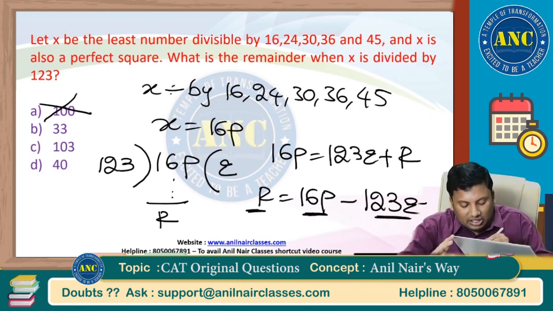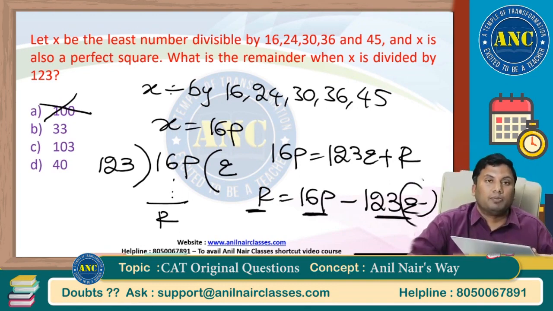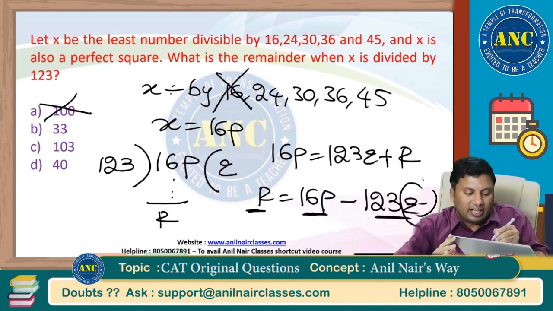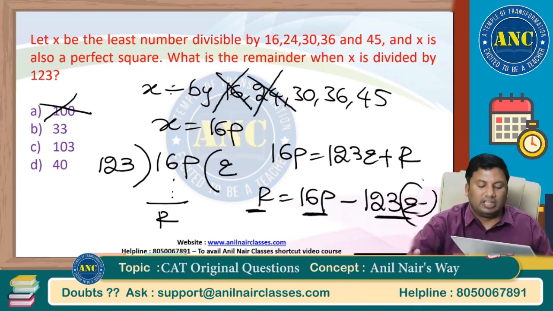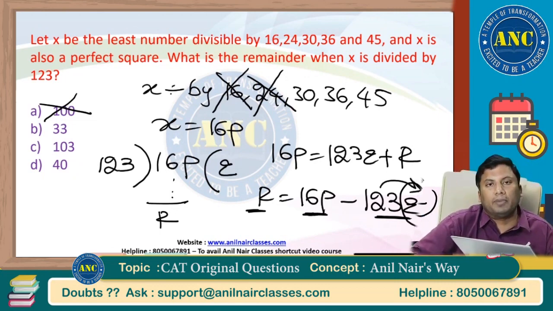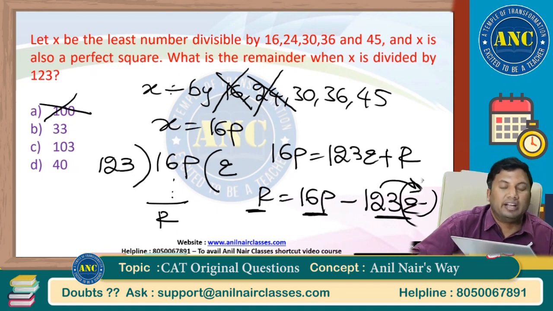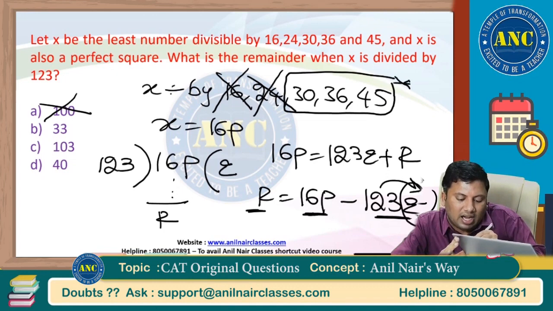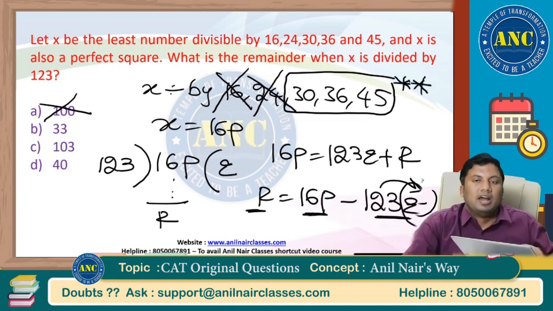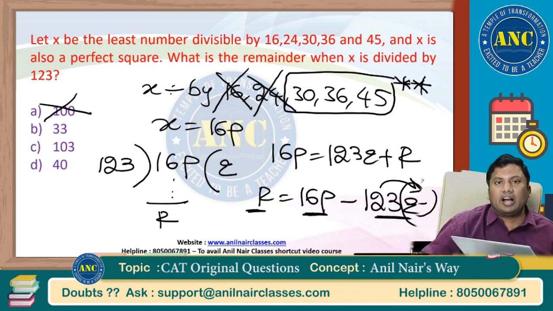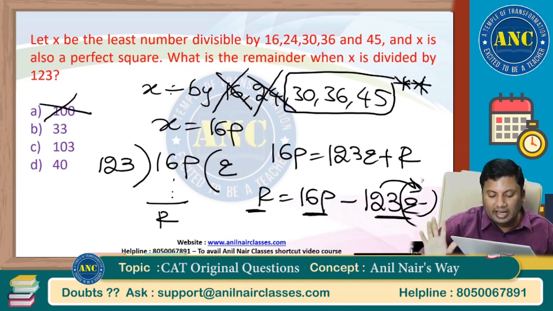123q. Here there is a choice. Q could be divisible by 4. That is the reason I have not taken 16, and that is the reason I have not taken 24. 3 into any number, the digital sum of the answer will be divisible by 3. That is the reason my eyes are on 30, 36, 45. That's exactly why I concentrated on 30, 36 and 45. I hope the idea is clear.